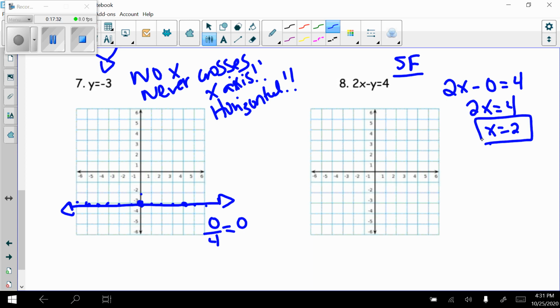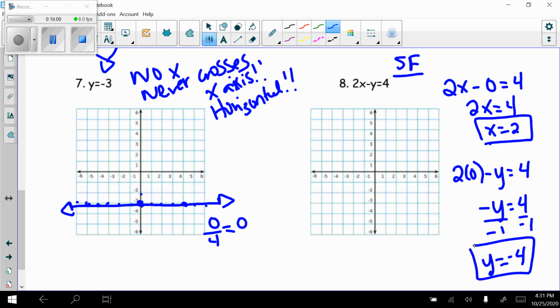Now we want to find our y-intercept. We put 0 in for x, so the original equation said 2x, so 2 times 0 minus y equals 4. 2 times 0 is just 0, so I can ignore that, and I'm left with negative y equals 4. I want to get y all by itself, so here I have to divide by -1, and I get y equals -4.